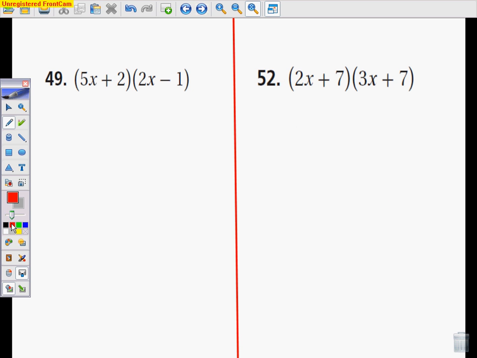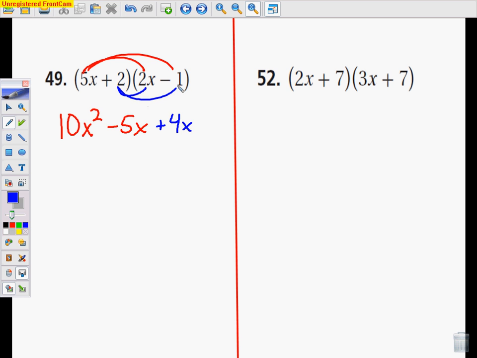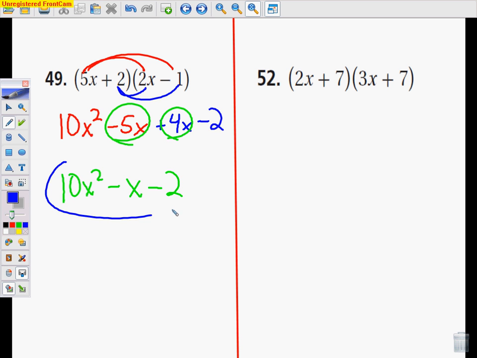All right, this problem, similar to the last, we're still going to just distribute. So 5x times 2x, that's 10x squared. 5x times negative 1, that's negative 5x. And then let's distribute this 2. 2 times 2x, that's 4x. And 2 times negative 1 is negative 2. Combine our like terms, and the only like terms we have are here and here. So we're just going to drop down that 10x squared. Negative 5x plus 4x is negative 1x. And then we'll drop down that minus 2. And there's our final answer.